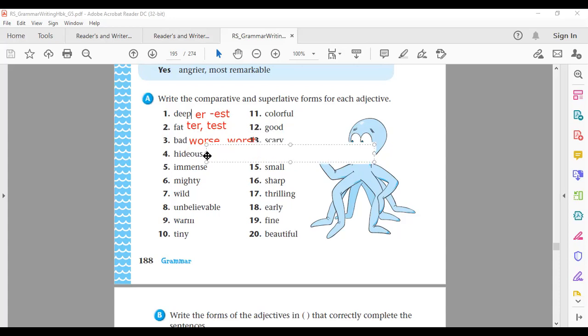Compare between two things: more hideous and the most hideous. Excellent. Immense: more and most. More and most, because it has two syllables. Mighty: more and most. Excellent job, Mariana. Very good.